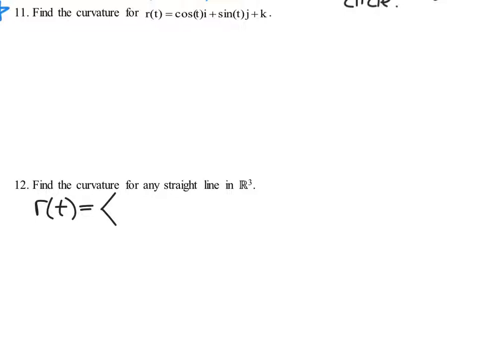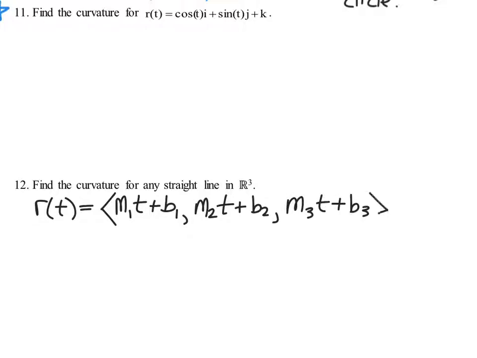And also we're working in terms of t here, so we might say something like m sub 1 t plus b sub 1, m sub 2 t plus b sub 2, m sub 3 t plus b sub 3. The good news is the derivative is going to be pretty easy, because we know the derivative of a linear function is just its slope. So that gets you to m sub 1, m sub 2, m sub 3.